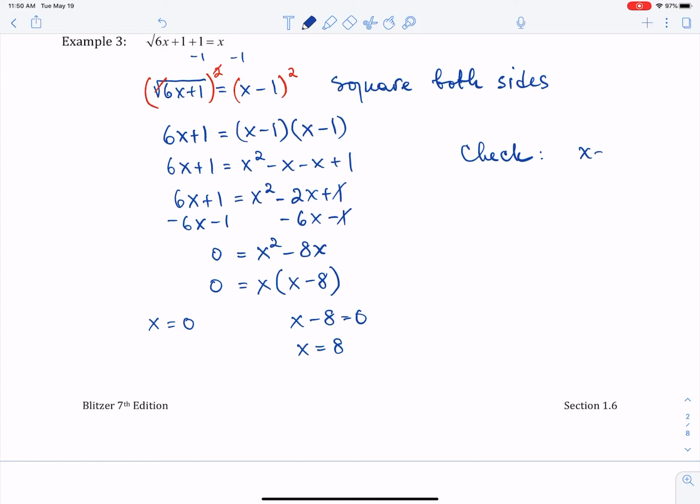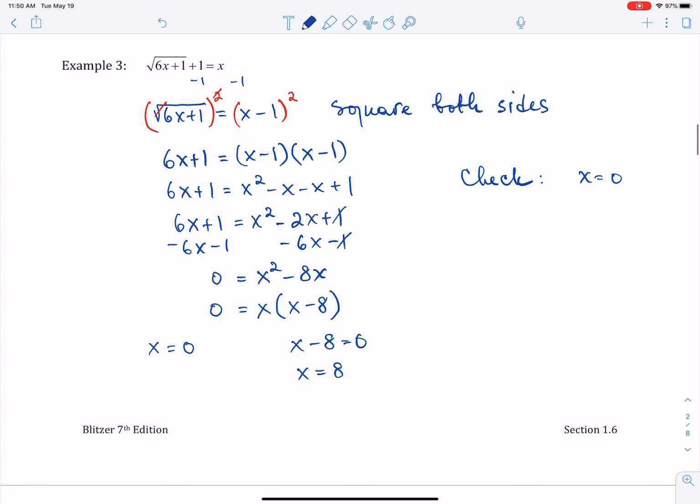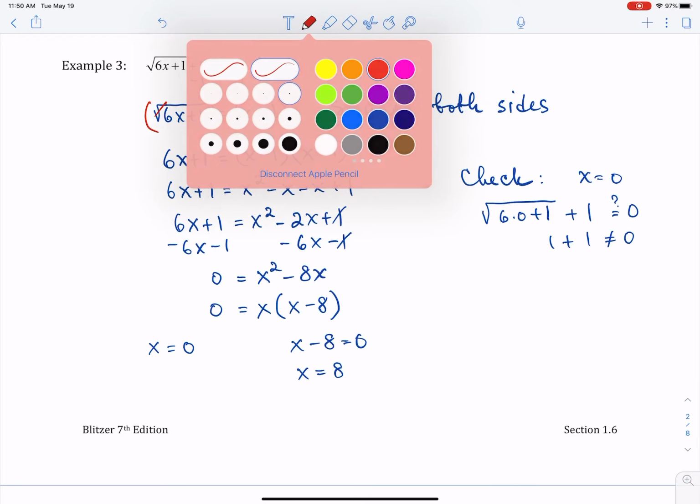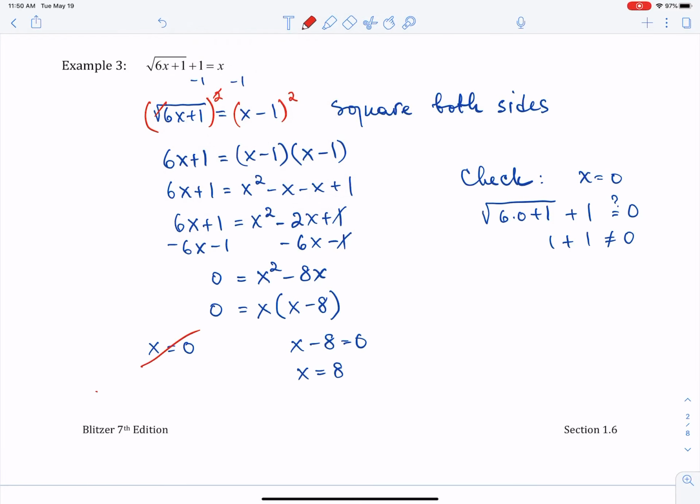For x is equal to 0, in the very original problem we have square root of 6 times 0 plus 1 plus 1, is it equal to 0? That's square root of 1, so 1 plus 1 is actually equal to 2, and it's not equal to 0, so here we end up having an extraneous solution.